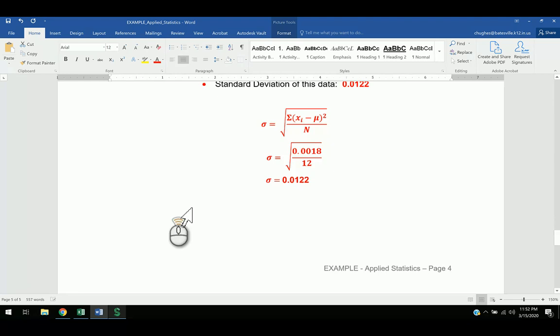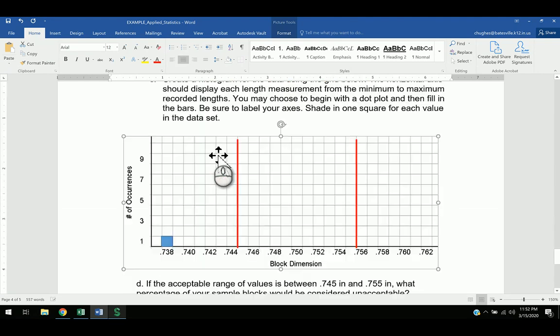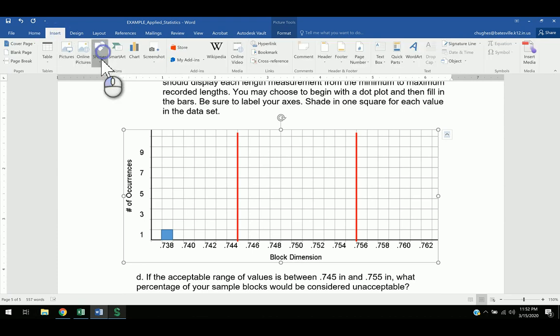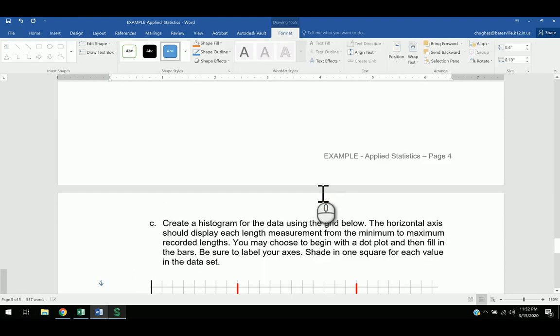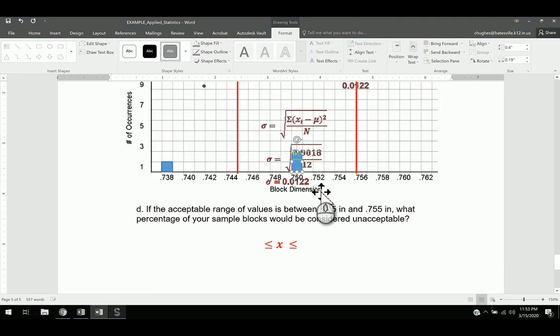As far as the rest of these, as I look at my table here, 0.75 is the next one. I have 2 of those. So I'm going to go ahead and find 0.75. I'm going to go through and say insert, shape, rectangle, and I'm going to find the 0.75, go up to 2, and go ahead and show that one in there. I've got 0.751, 0.752, and keep going there.